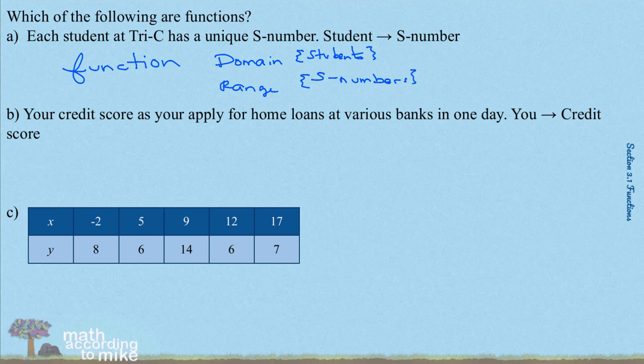Right. Part B, your credit score as you apply for home loans at various banks in one day. And we're going from you to your credit score. Well, if you did not know, every time a different organization other than yourself checks your credit score, your score changes, especially if you did it twice in one day. So if you are going from bank to bank to get a home loan, that's not good. The second bank will have a lower score than the first one. So with that in mind, because you might have two different credit scores on the same day, does that make this relationship a function? Nope, not a function.